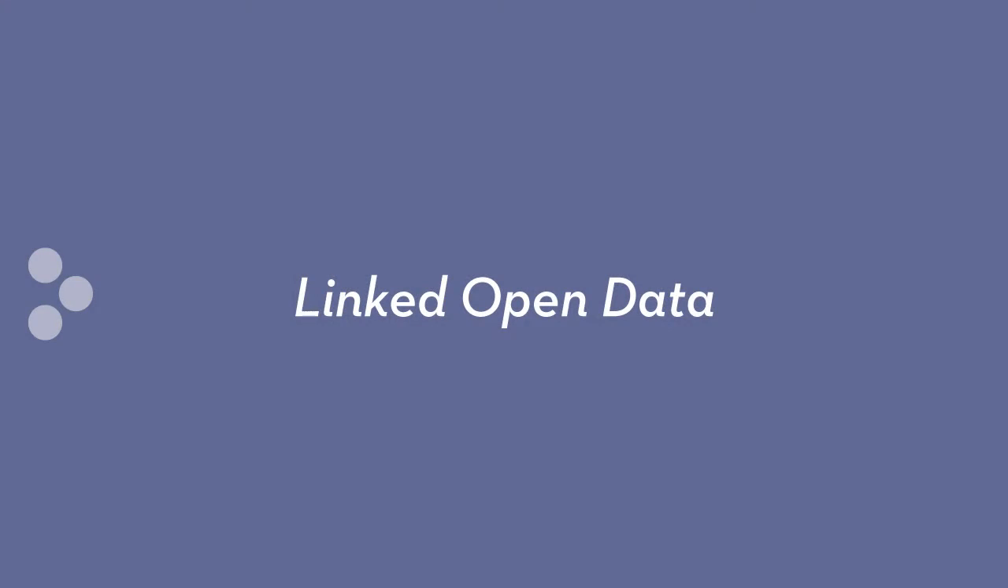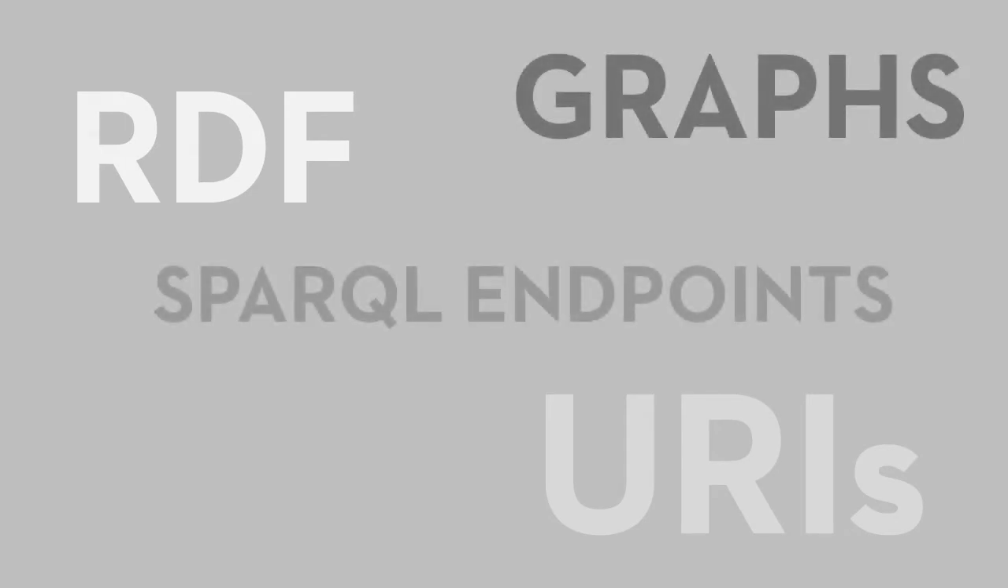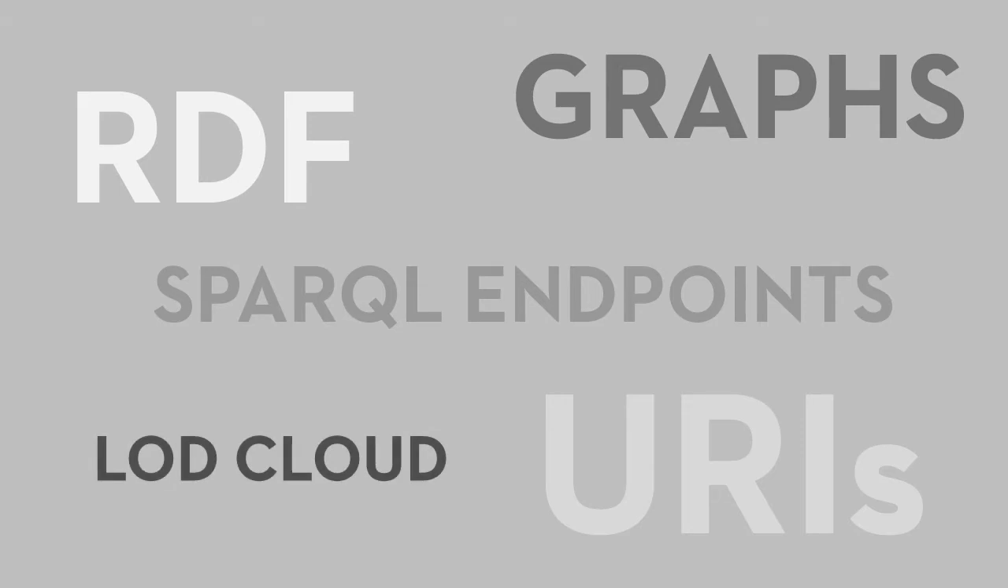Nowadays, we know everything about linked open data. The keywords that matter most to us are resource description framework, uniform resource identifier, graphs, SPARQL endpoints, linked open data cloud.